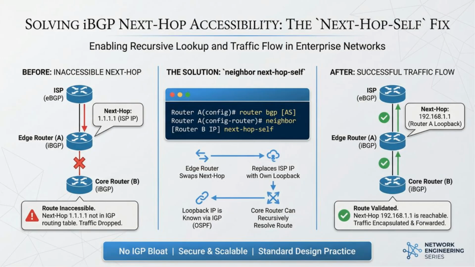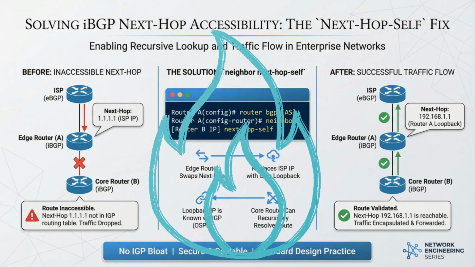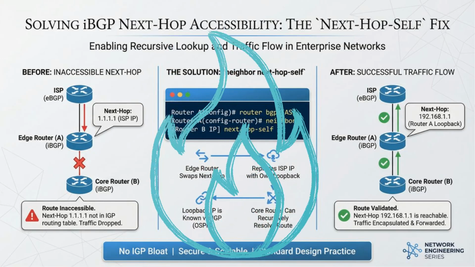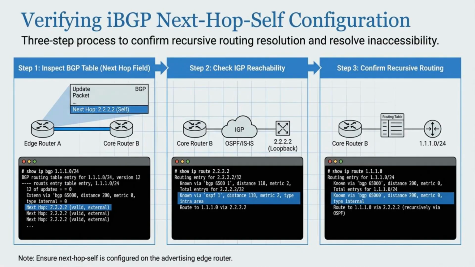This tells router A, when you send this route to router B, take off the ISP's IP address and put your own interface IP, usually your loopback, as the next hop. Since router B already knows how to reach router A's loopback via OSPF, the route becomes valid, the recursion succeeds, and traffic flows. This is a mandatory configuration in almost every iBGP deployment.